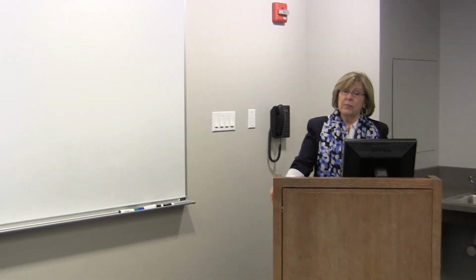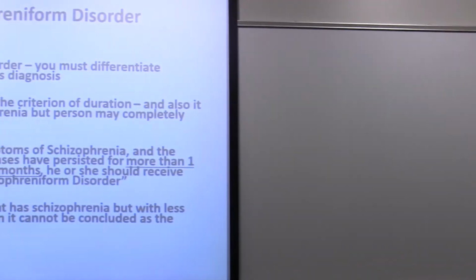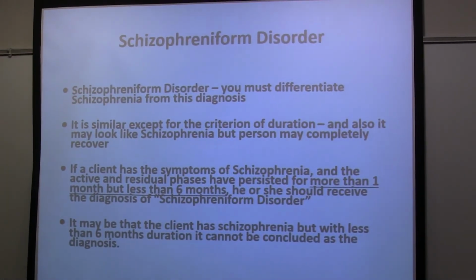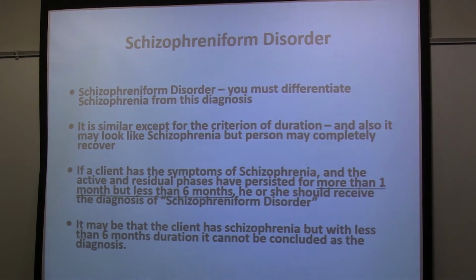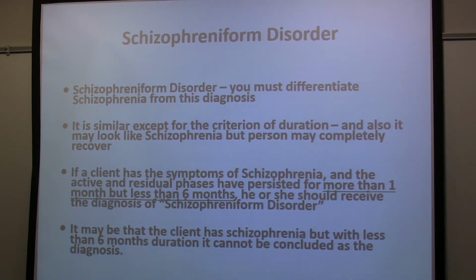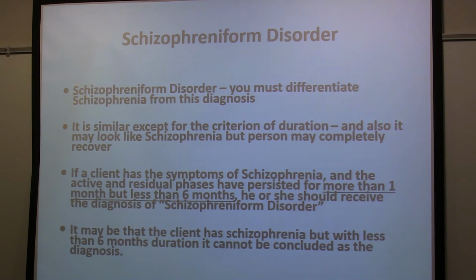Now let's focus on what we call schizophreniform disorder. And you need to be able to differentiate between schizophreniform disorder and schizophrenia. And it's very similar, except for the criterion of duration. So except for duration, they look very, very similar. But with this diagnosis, a person can completely recover. In most cases, in all cases actually, right now we do not have research that tells us you can recover from schizophrenia. It's a chronic mental illness. Schizophreniform you can completely recover from.